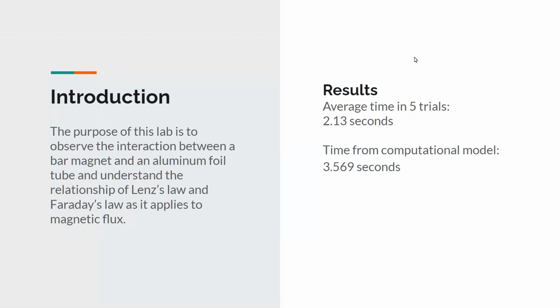So, a bit of an introduction to this lab. The purpose of this lab is to observe the interactions between a bar magnet and an aluminum foil tube and understand the relationship of Lenz's law and Faraday's law as it applies to magnetic flux. And a bit of a sneak peek here. The results of this lab are as follows.